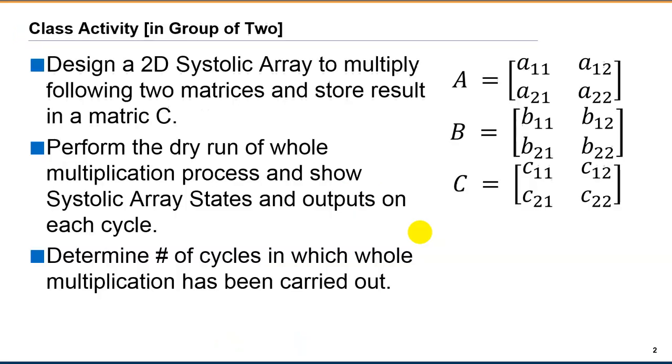So first of all, this slide is from my previous videos, where you have to design a 2D systolic array and make two matrices like A and B, and process them and obtain a convolution output as C. So just skipping this for now.